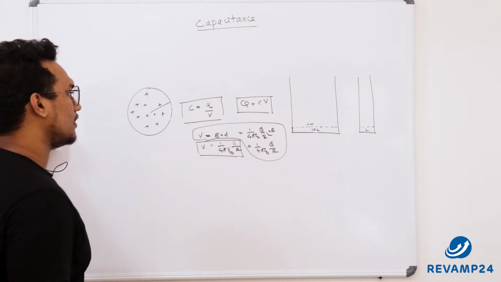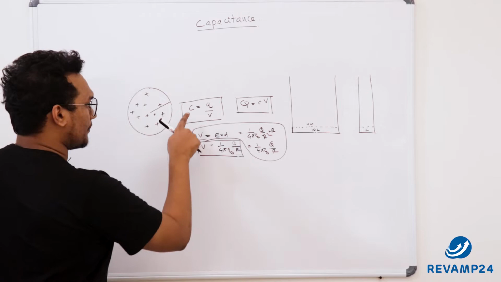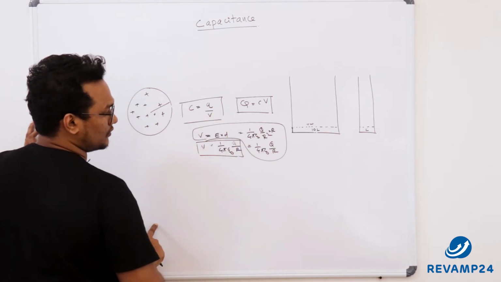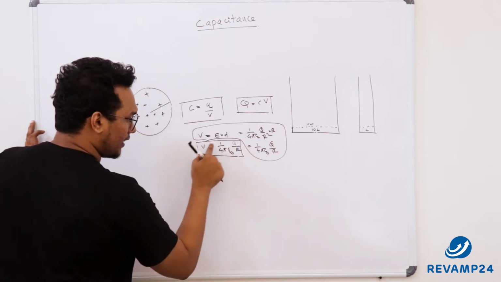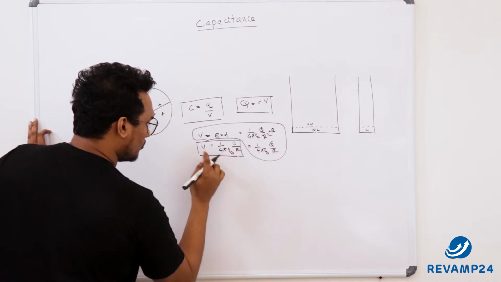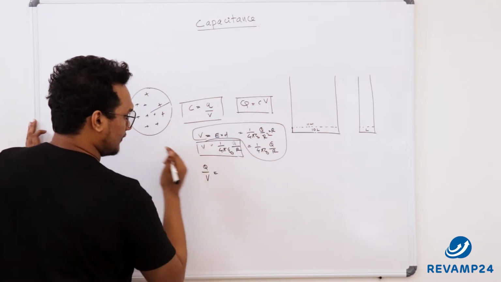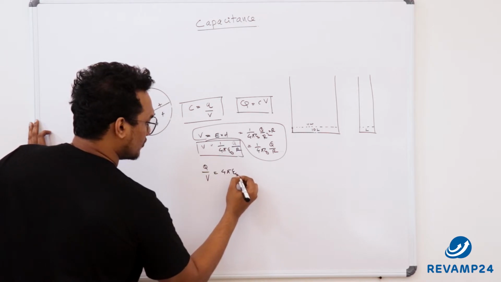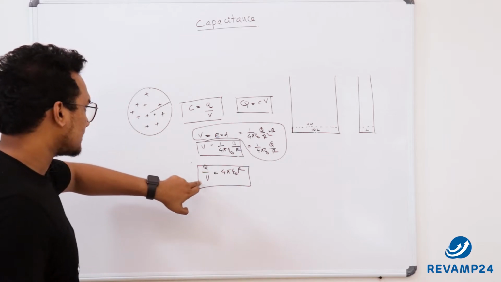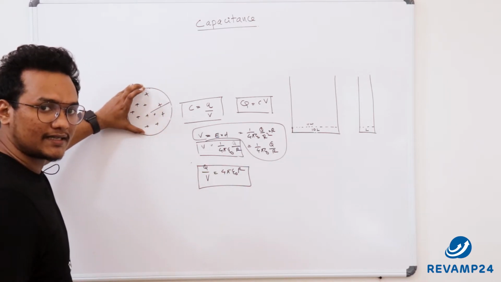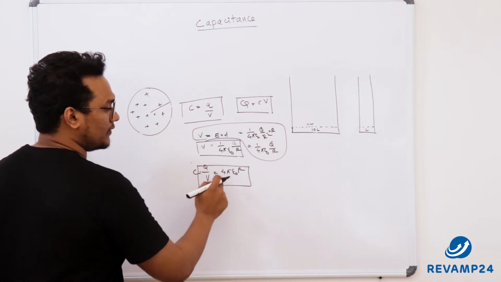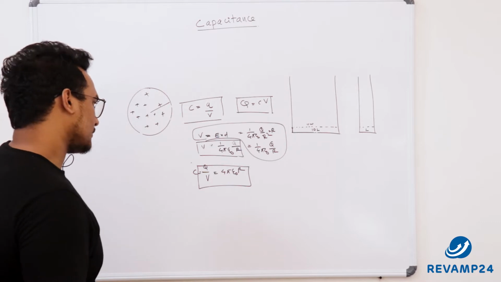Now, how to get the value of capacitance? It's very easy. Capacitance is Q by V. So I keep Q here, take V to this side, and everything to the other side. So this will be Q divided by V, which is 4 pi epsilon 0 R. This is an important relation. The capacitance of a metal sphere is C equal to Q by V, which is 4 pi epsilon 0 R.